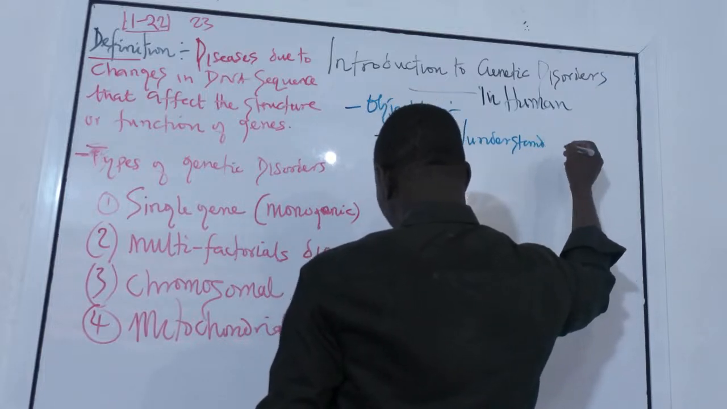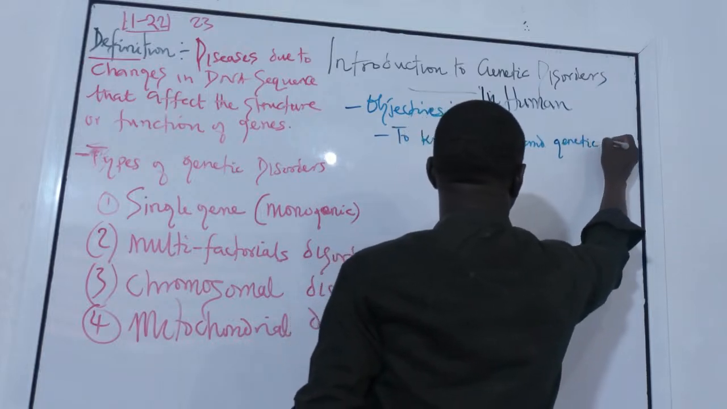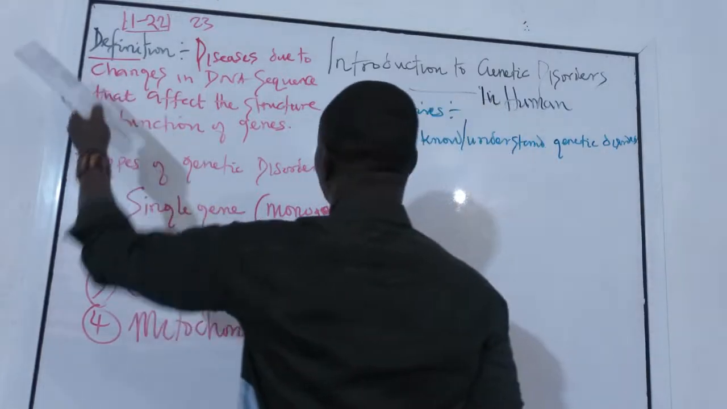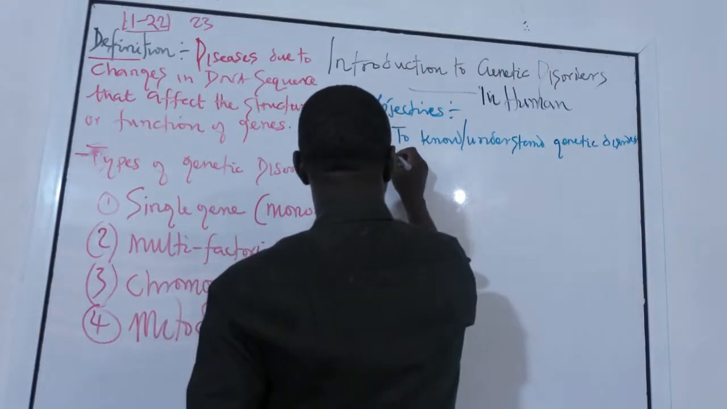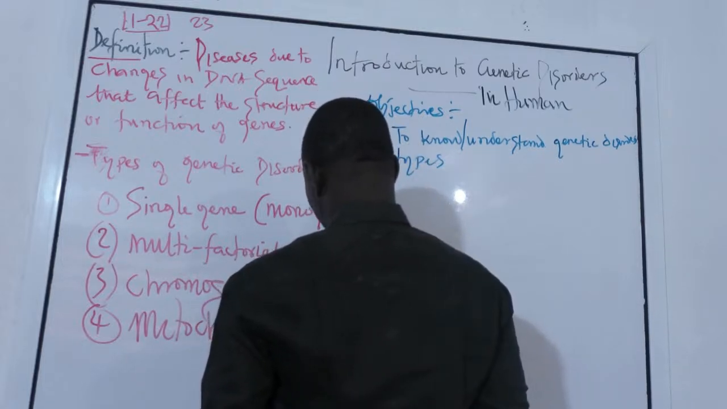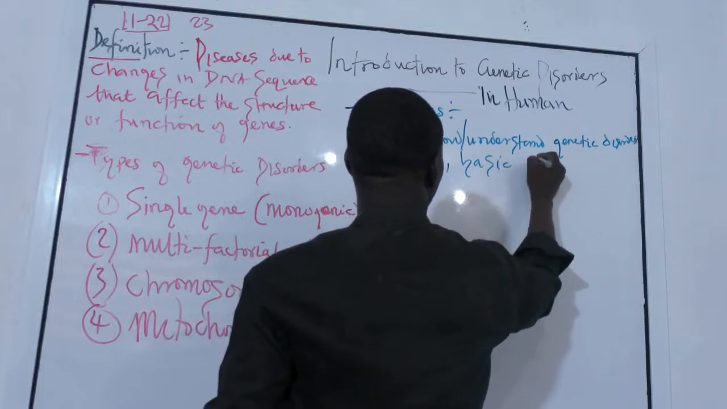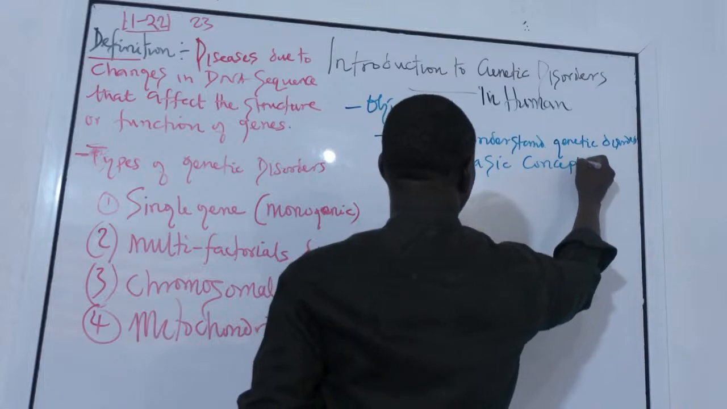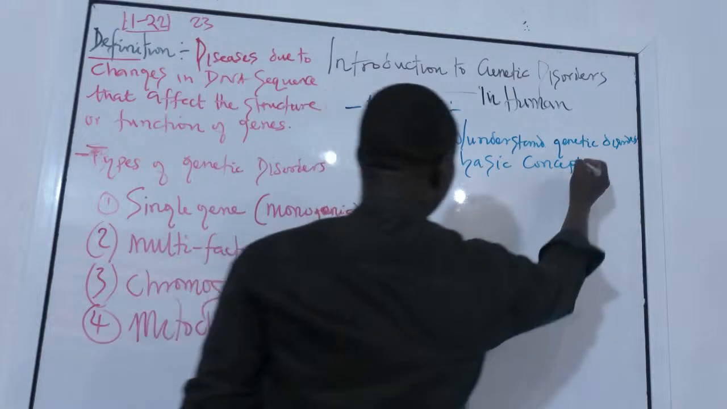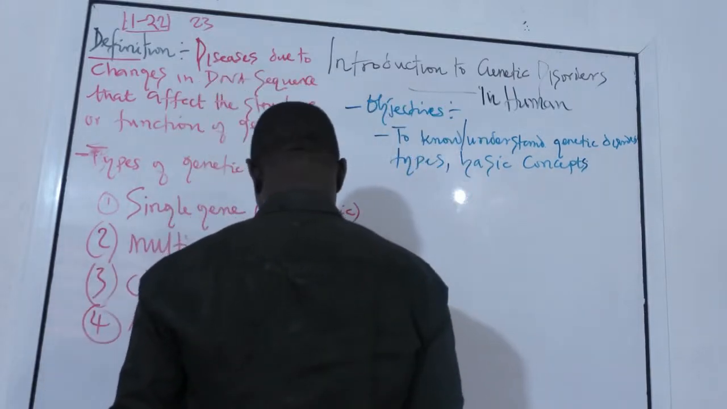what is called genetic disorders. That is, what are they called? That is the definition of that. Then to know the types. Not only the types, we want to be familiar with other basic concepts. So we are going to familiarize ourselves with other basic concepts in genetic disorders.